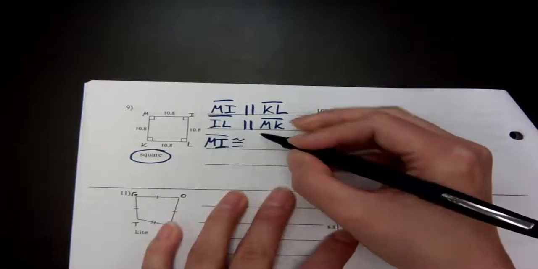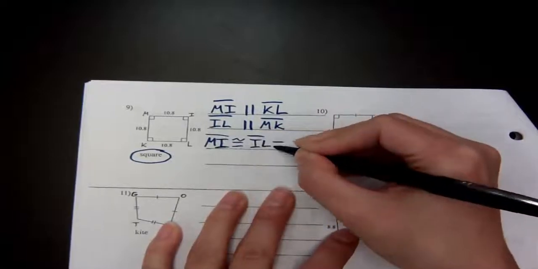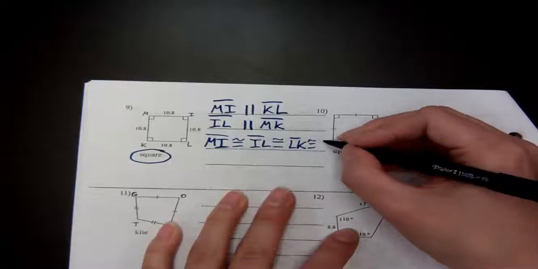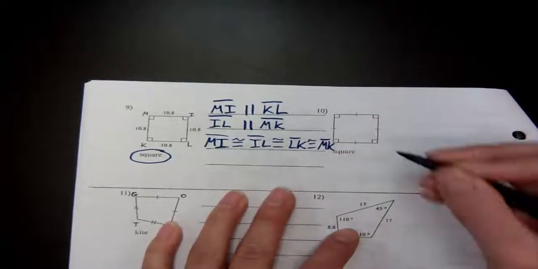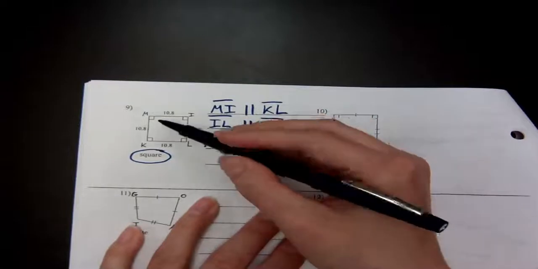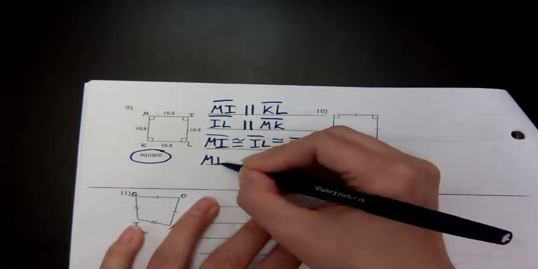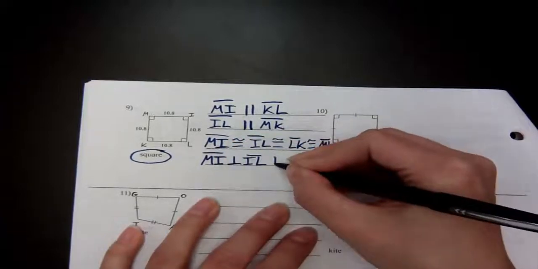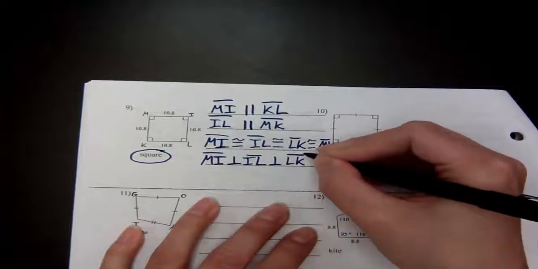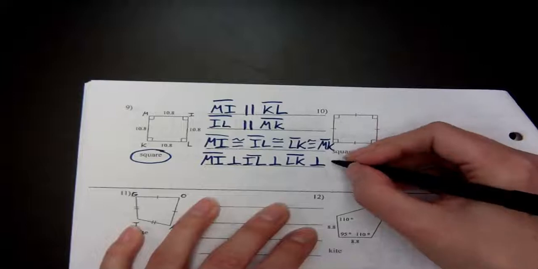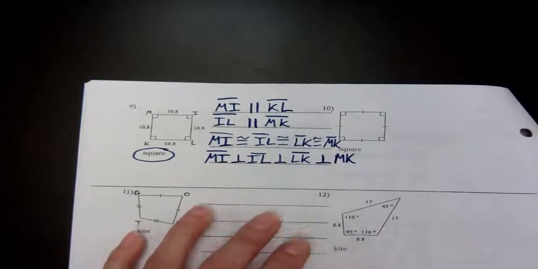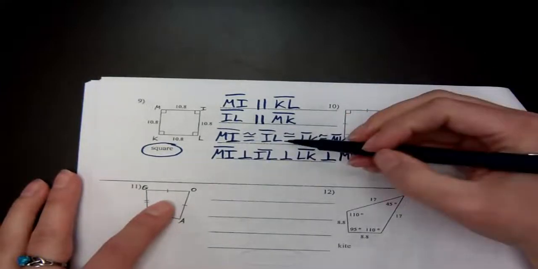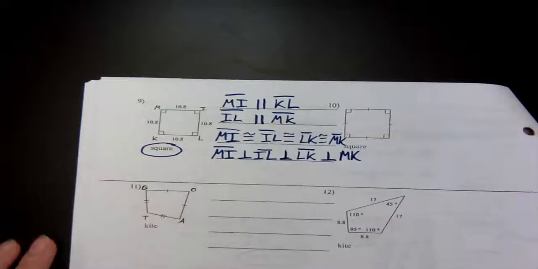And then we have all four sides equal each other. MI is congruent to IL, is congruent to LK, is congruent to MK. And they're all also perpendicular to each other. So MI is perpendicular to IL, which is perpendicular to LK, which is perpendicular to MK. So when we have a square, we have to say, okay, we have the parallel sides, we have everything equal, we have everything perpendicular. That's what makes it a square.